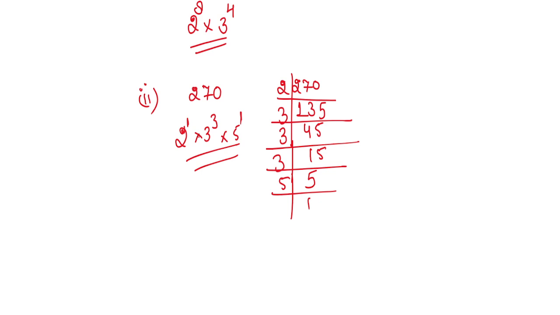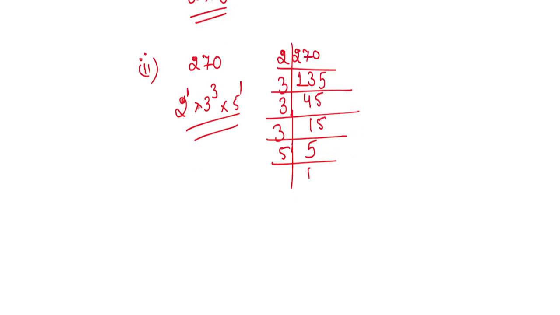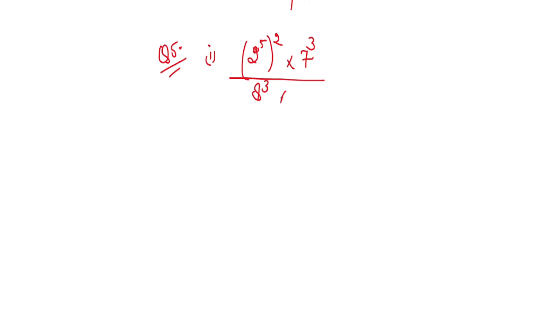So, what you have to do in the fifth question? The fifth question is you have to simply simplify. So question number fifth is simplify. The first part is 2 raised to the power 5, all raised to the power 2, multiply 7 raised to the power 3, divided by 8 raised to the power 3 multiply by 7. Okay.